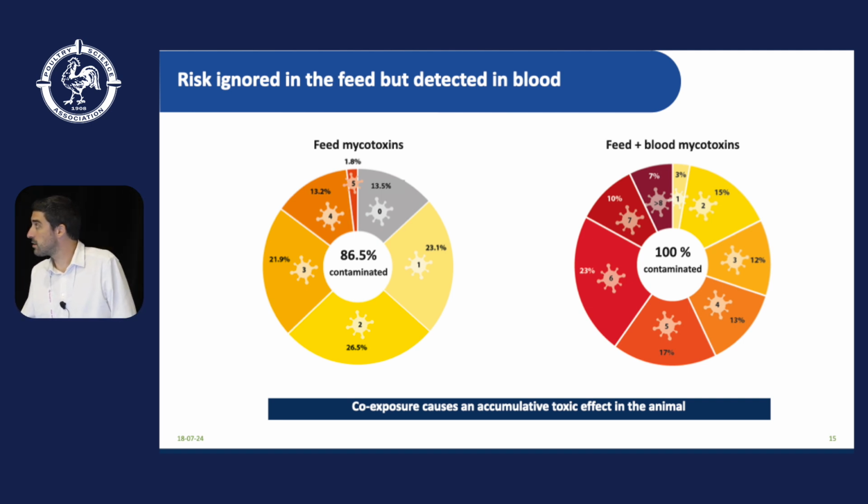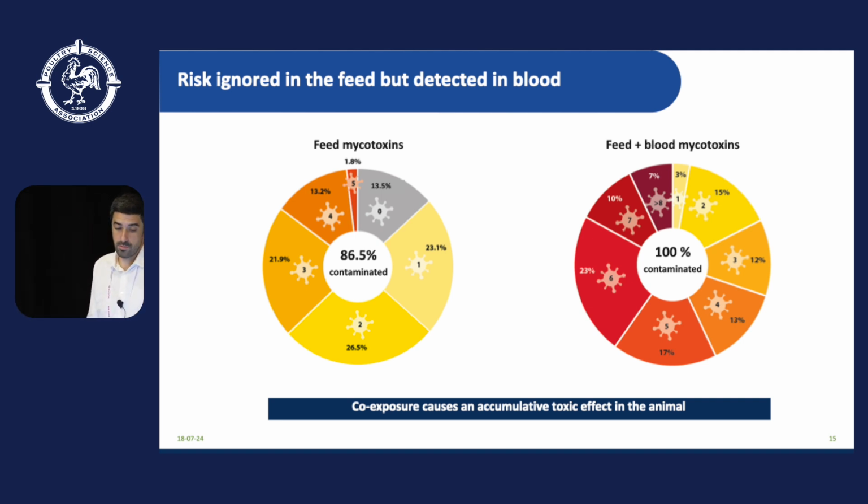And most of them had 1, 2, or 3 mycotoxins. But when we added the blood, we detected more mycotoxins, confirming that with the blood we detect better which is the real mycotoxin exposure. First of all, we detected mycotoxins in all the farms, confirming that the mycotoxin risk is always present and animals are continuously exposed to mycotoxins in all the farms.